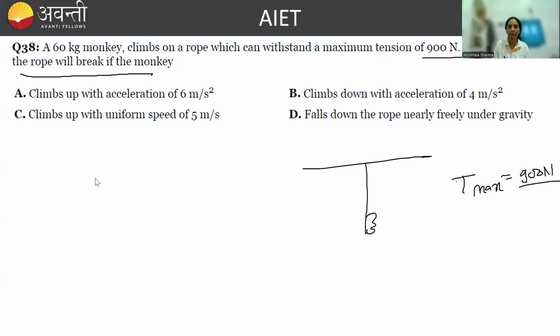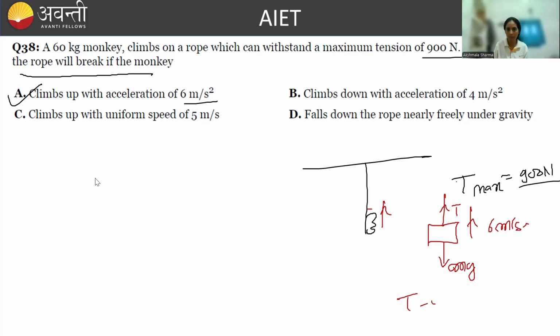In which case will the rope break? Let's write the equation for the first case. Climbs up with acceleration 6. So the monkey is climbing up. Now on the monkey, what will be the forces acting? Tension force upward, because tension always acts away from the body, and the monkey is holding the string, so it is stretching the string. The string will pull the monkey upward. So tension is upward always, and then downward mg, and it is accelerating with 6 meter per second square.